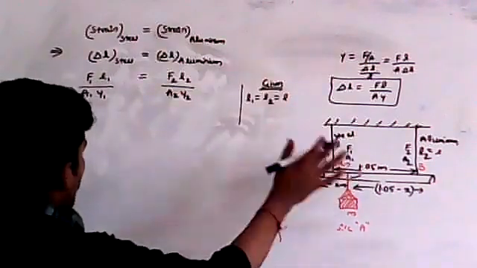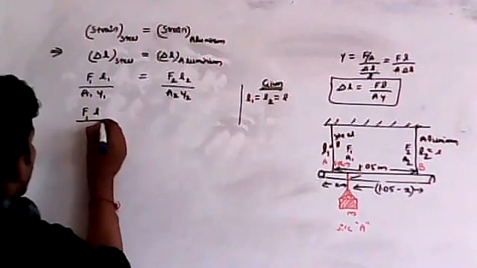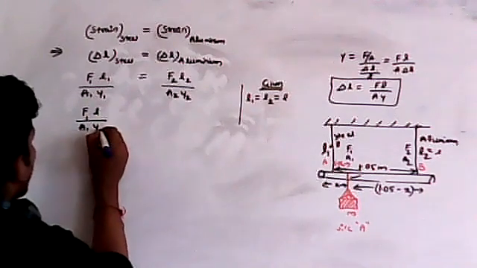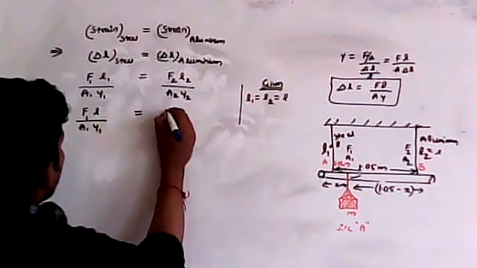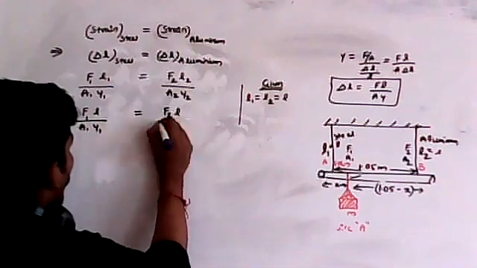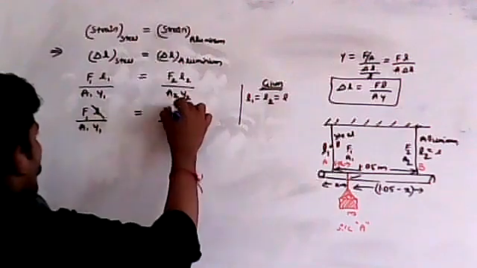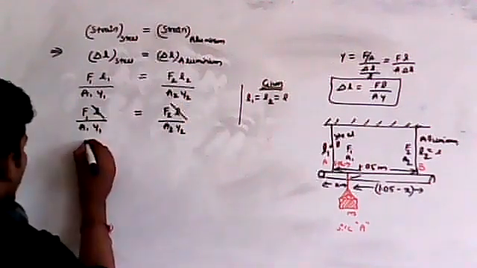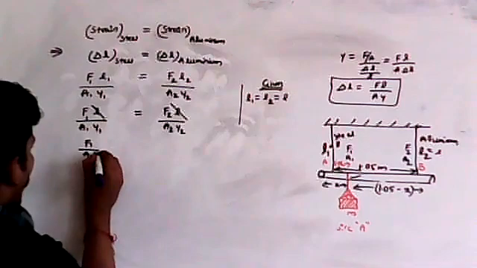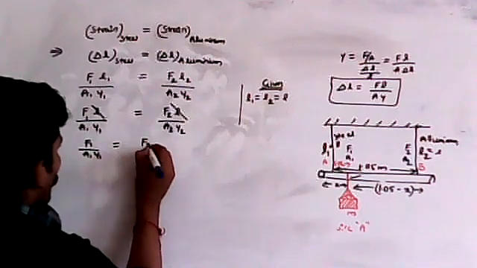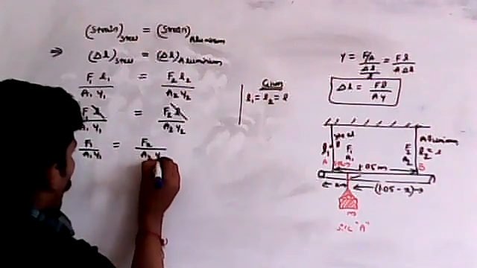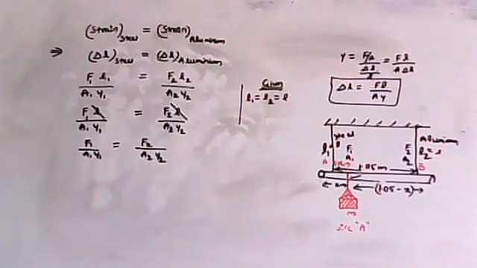Just read the question. L divided by A1 Y1, that is for steel. And F2 into L over A2 Y2. See, equality is there, and the same term you can cancel. So the remaining terms are F1 by A1 Y1 is equal to F2 divided by A2 Y2. Is it clear? Now just put your answer.